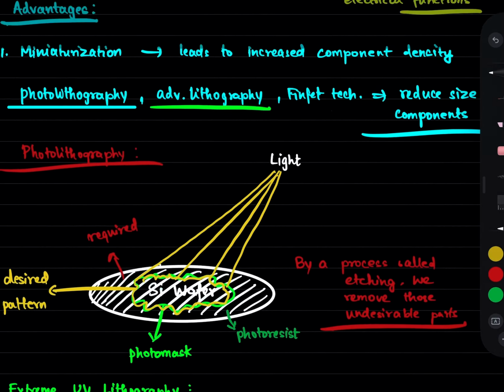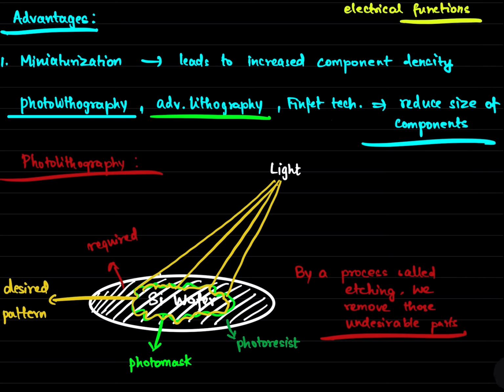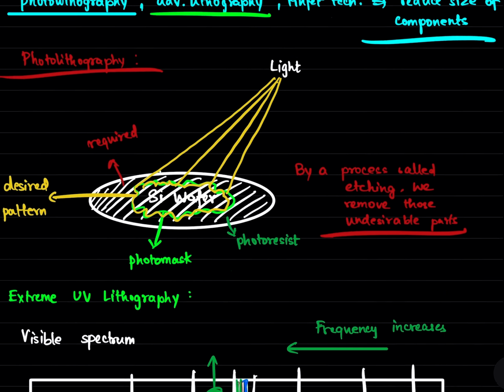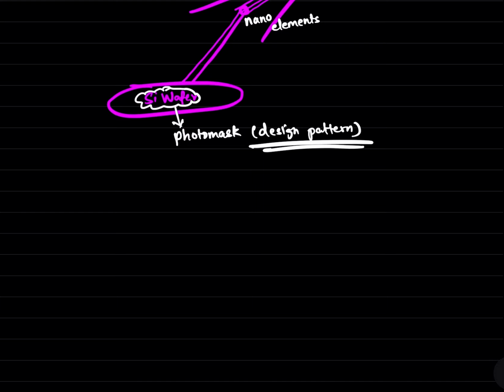So basically we perform this miniaturization to reduce the size of the components inside the ICs, and this leads to increased component density. And if we increase the component density, we will have more efficient control over the current flow and other things like that. So this is why we want to increase the component density within the IC.